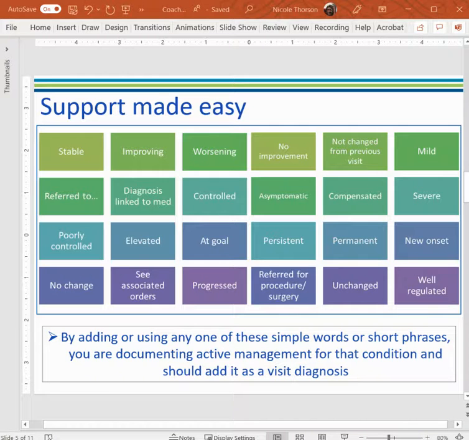For example, AFib, stable, is sufficient to show support for AFib. Severe CKD would be adequate documentation to support CKD stage 4. And any of these other words or phrases are also fully showing support for a diagnosis.